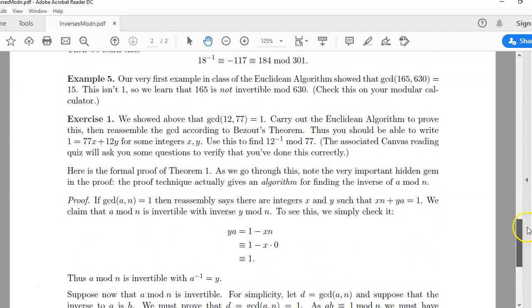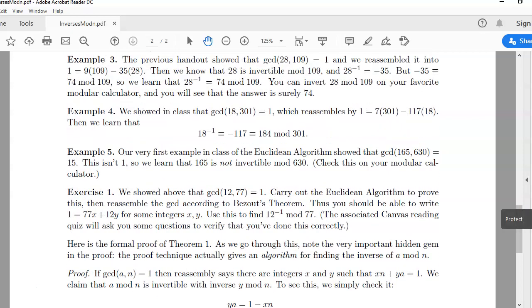So I think you can do this because you already understand the Euclidean algorithm and Bezout's theorem. So try it, try it, try it. Get stuck, ask questions on the discussion board. Try the quiz. If you ace it, good. We'll move on to the next topic.